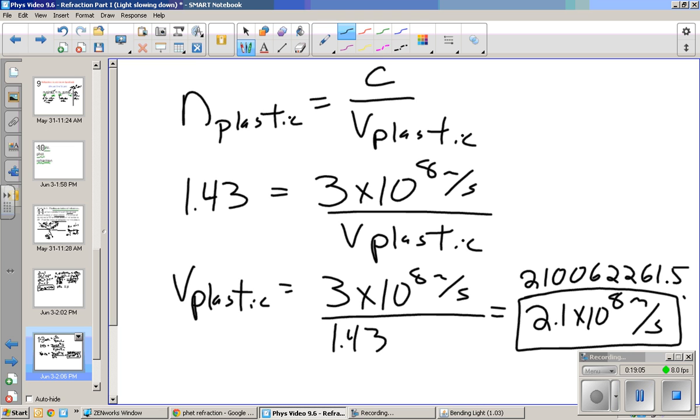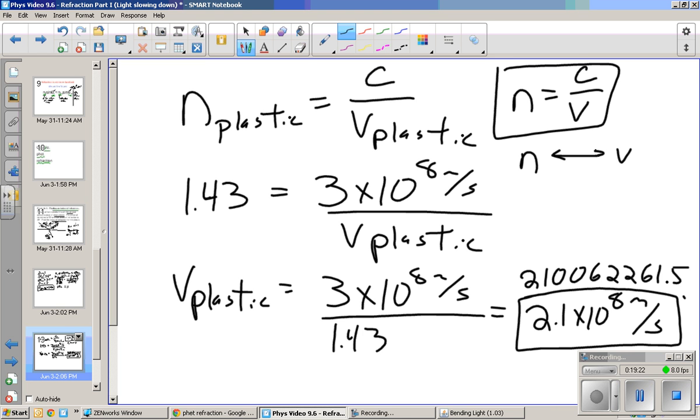All right, so there we go. We have now done one problem where we found the index of refraction and then used that to find the speed of light in plastic. This equation here, I don't know if I said this already, I've had to pause this a couple times, but this equation is huge because it allows us to convert between N and V and vice versa. So if you're solving a problem and I give you the velocity of light in a substance, you can use that to find N. And if you find N but need to know the velocity, then you can go that way too.